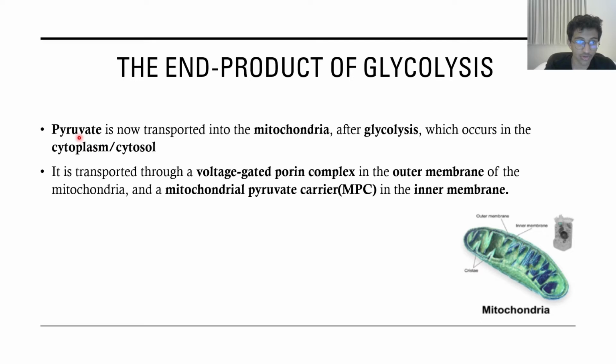Okay, so we need to transport this pyruvate into the mitochondria. How do we transport it? We have voltage gated pooling complexes in the outer membrane, and then it passes through the mitochondrial pyruvate carrier in the inner membrane, and this is how the pyruvate ends up in the mitochondria.